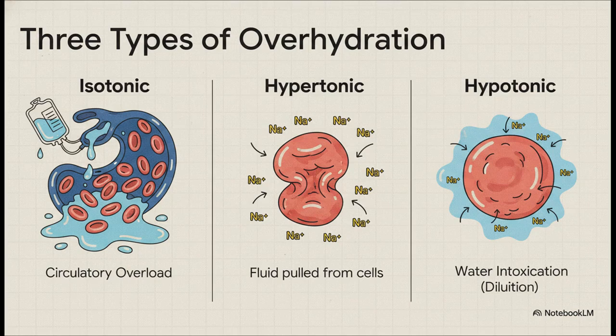Now, here's where it gets interesting. Not all fluid overload is created equal. With isotonic, you've just got too much fluid in the bloodstream, which can overwhelm the circulatory system. But with hypertonic, all that extra sodium is literally pulling water out of your patient's cells. And then there's hypotonic, we call this water intoxication, where fluid rushes into the cells, making them swell up and watering down all those electrolytes.